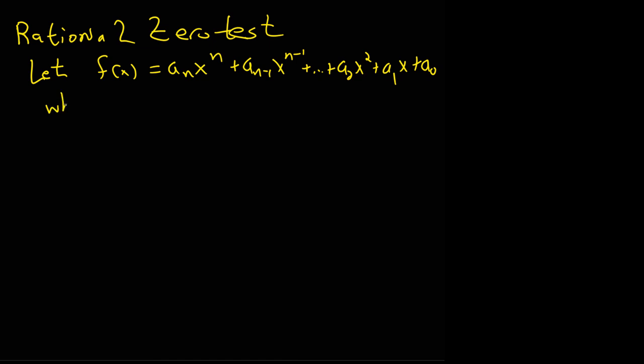Where a sub n doesn't equal 0. In other words, it has a constant here. If a sub n were 0, we would look at the next term and rewrite this as a sub n, and we would shift. We'd be a lower degree polynomial. So where a sub n equals 0, this will represent a polynomial.